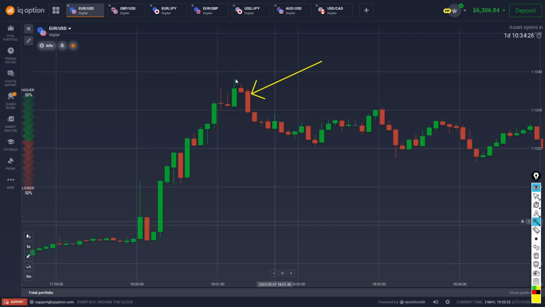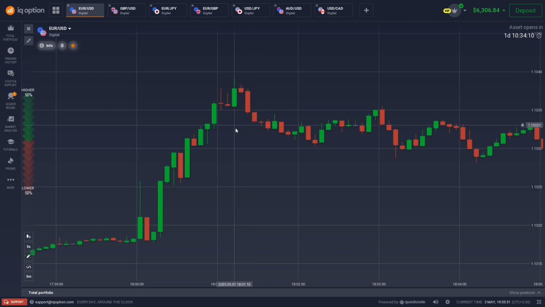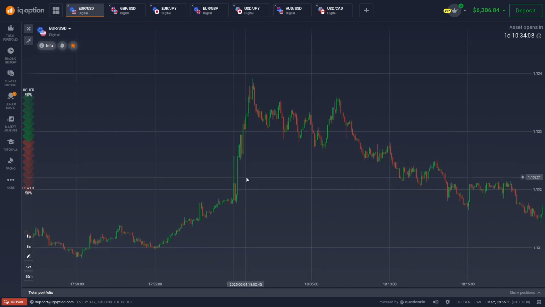It shows that price now will go down, and this is the point where you will enter your 1 minute reversal trade in the downward direction. This is your bearish reversal pattern, and this is the confirmation that now the price will go in the downward direction.